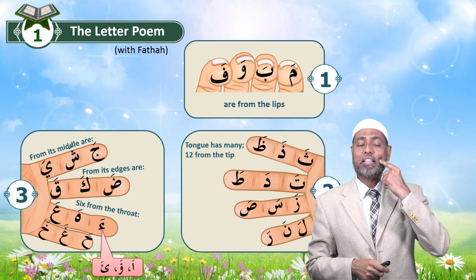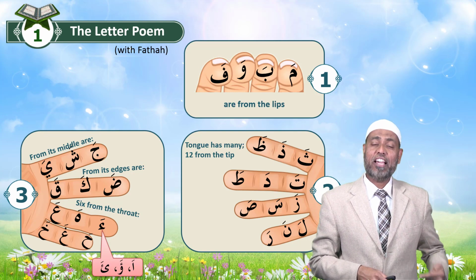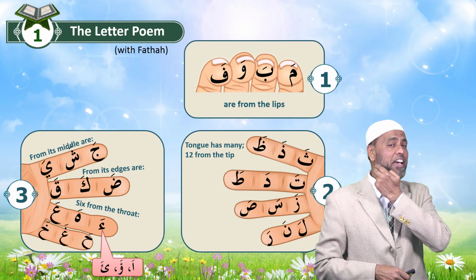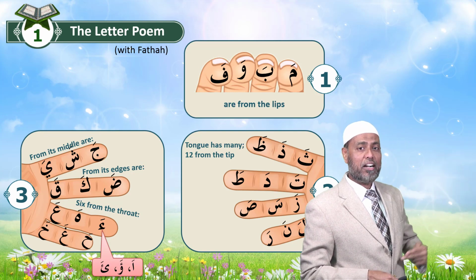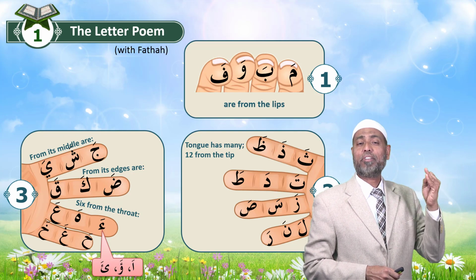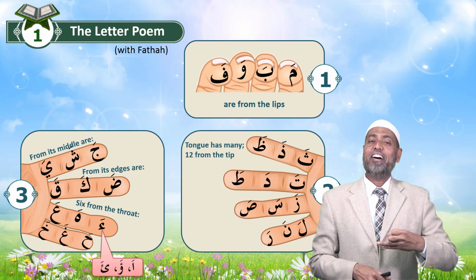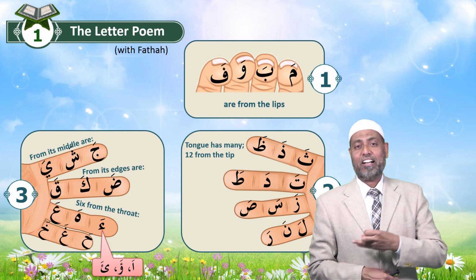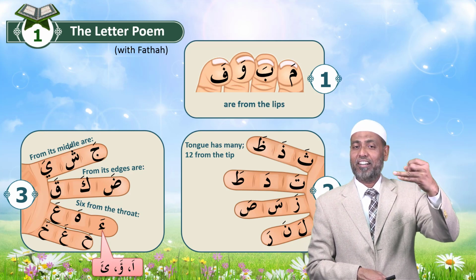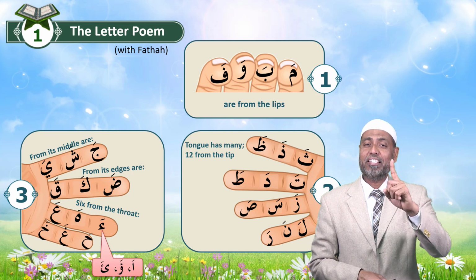From its middle are ja, sha, ya. From its edges are da, ka, qa. 6 from the throat. A, ha, a, ha, gha, kha. And from the cavity, alif.